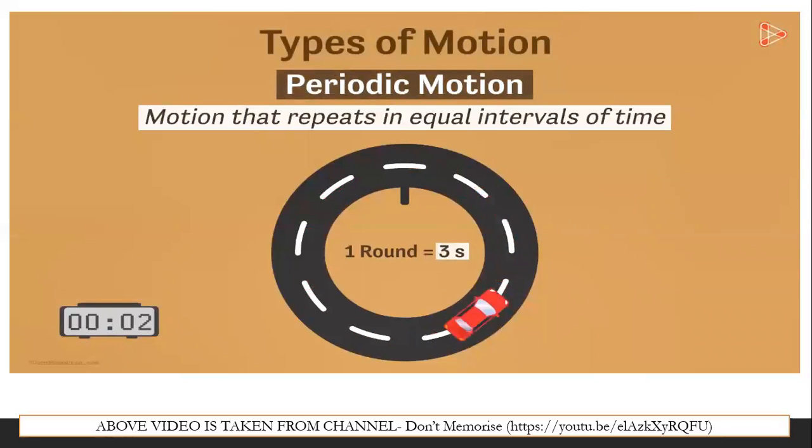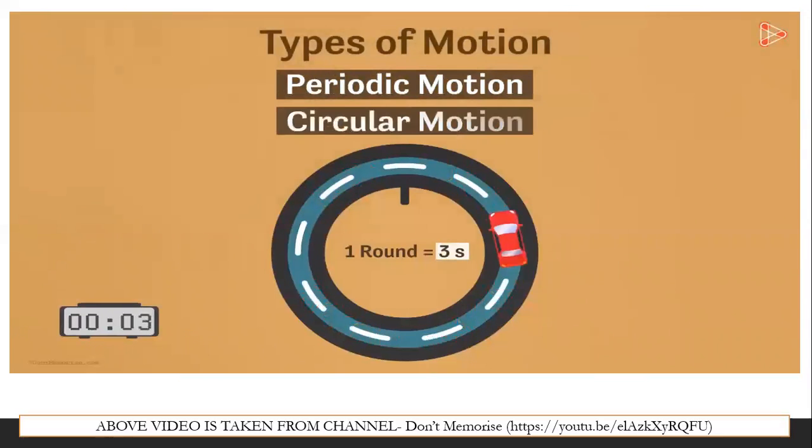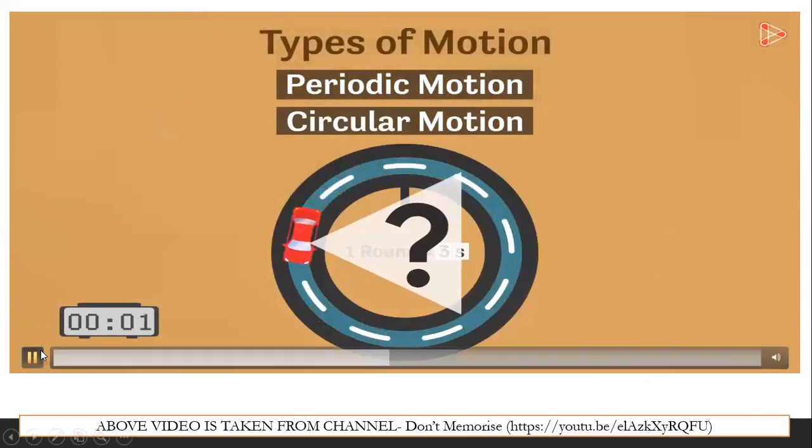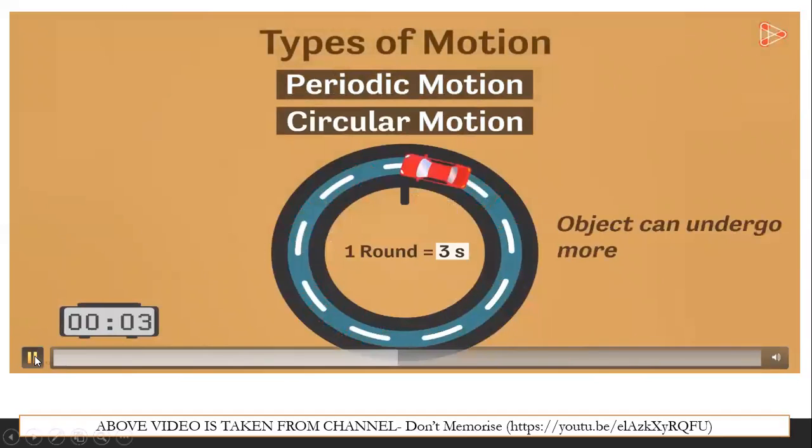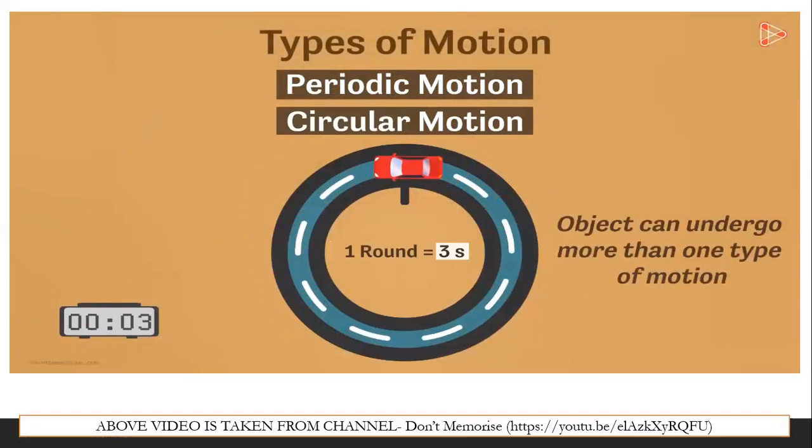But wait a moment. This object is moving along the circumference of a circle. So it is also undergoing circular motion. So what can you conclude from this example? We can say that an object can undergo more than one type of motion at the same time.